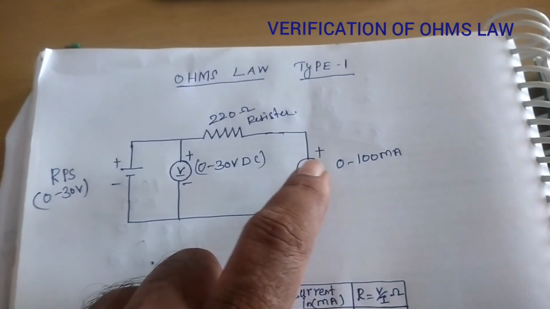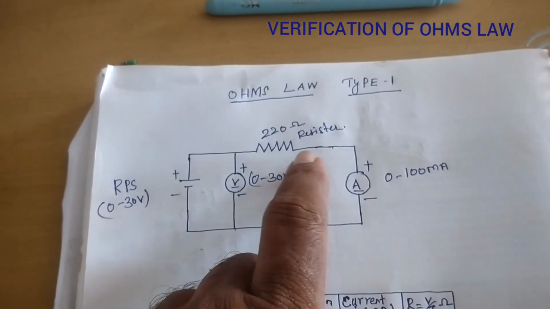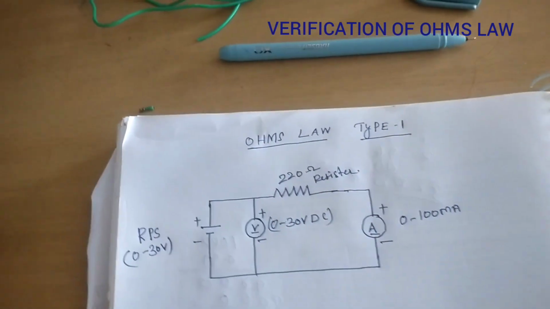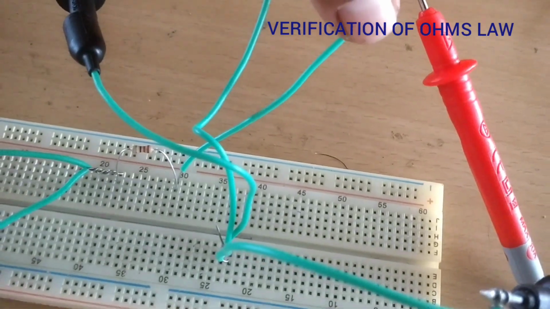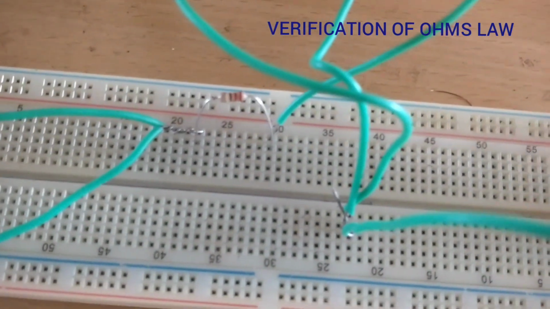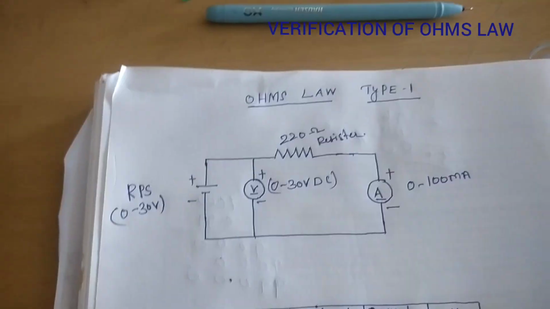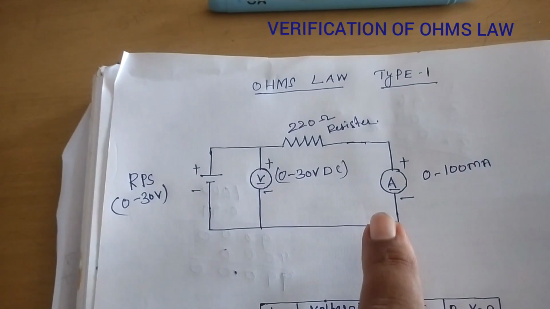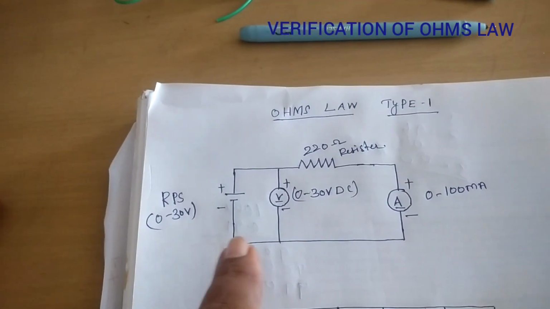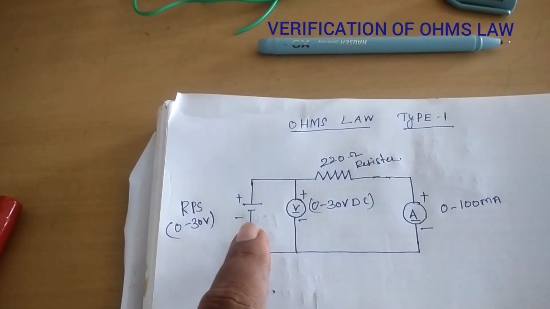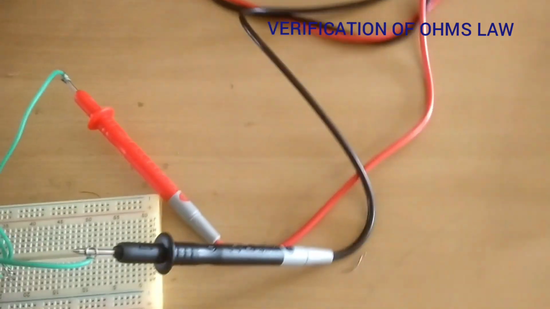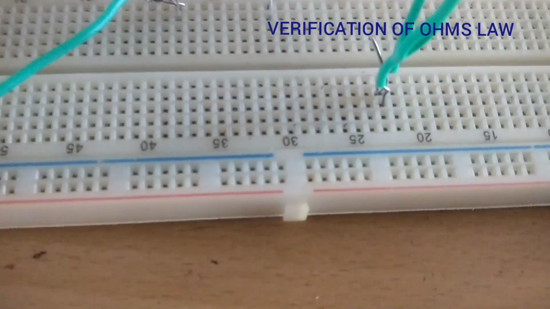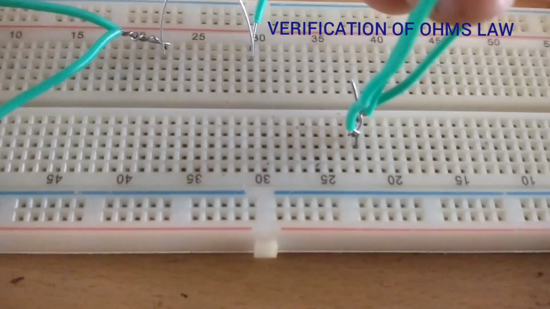Next, you can see the positive of the ammeter is on another side of the resistance. So you can see this is the ammeter. So the positive of the ammeter is on another side of the resistance. And next you can see the negative of the ammeter, negative of the voltmeter, and the negative of the RPS are connected together. So you can see all three are connected together, that is shorted.